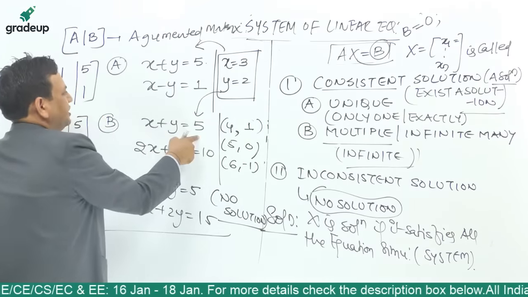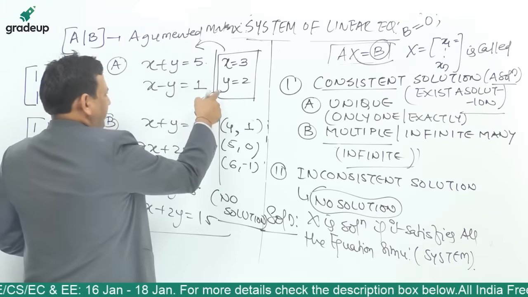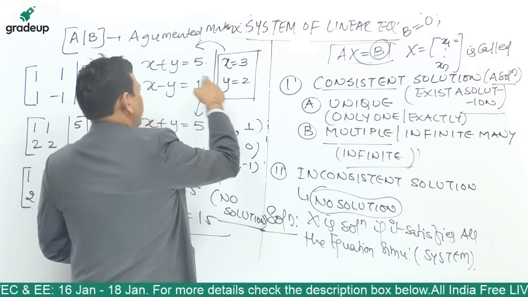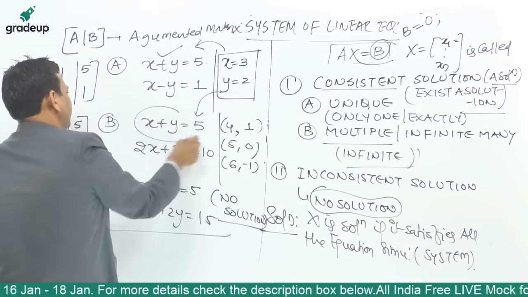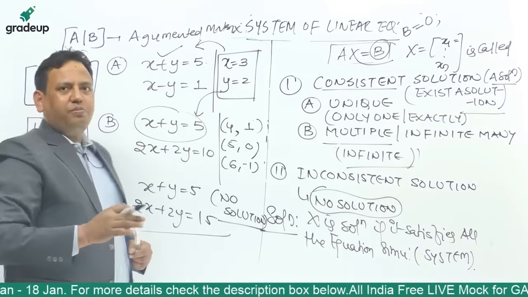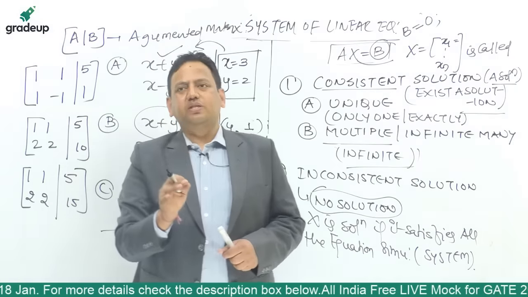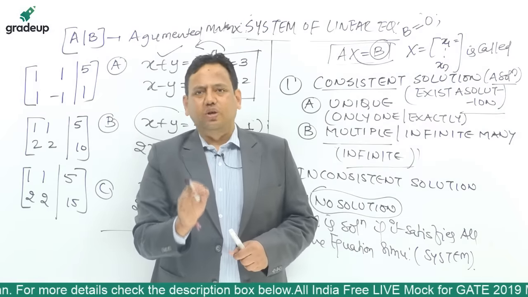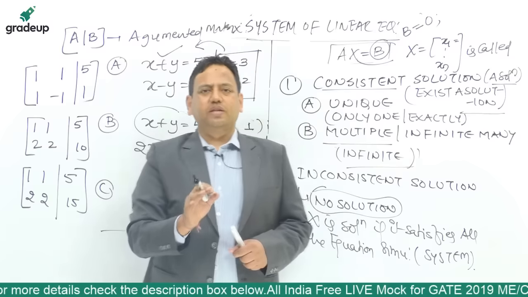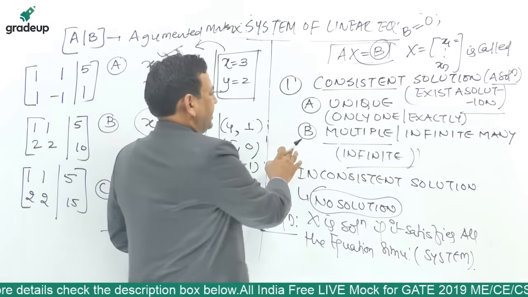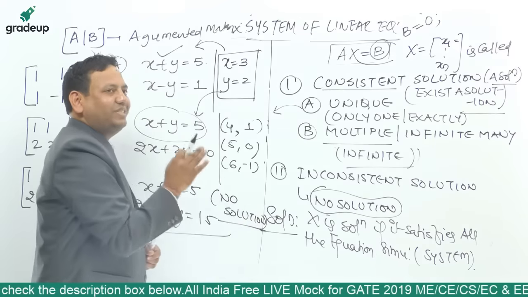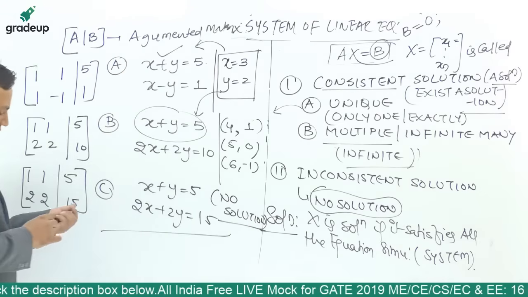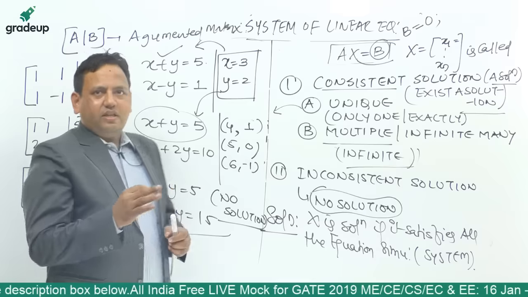Again, 3, 2 is a solution for this equation is true. If somebody says 3, 2 is the only solution, yes, it is true. But if somebody says 3, 2 is the only solution for this one, that is a false statement. If we are saying unique solution, then it is the only solution. So just remember, only solution or exactly one solution is a unique solution. A solution means at least one solution.